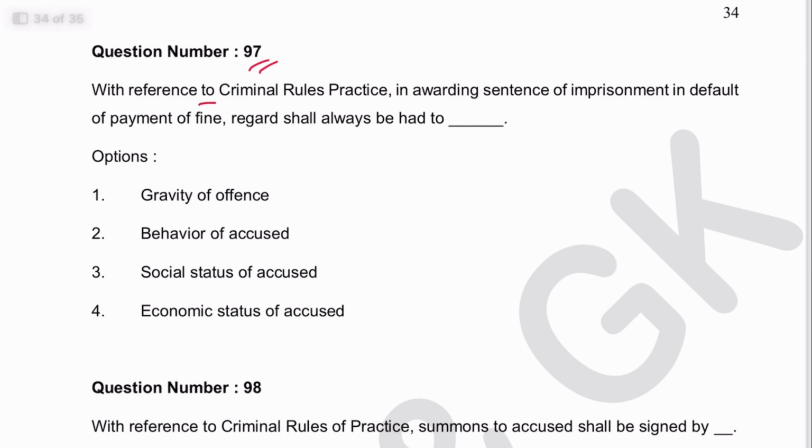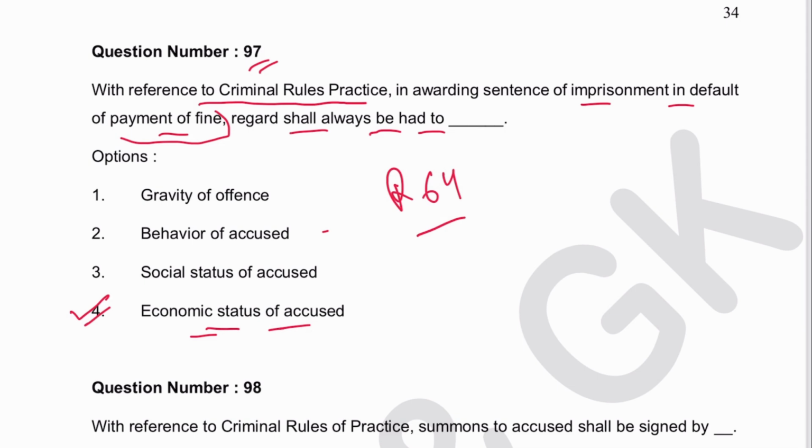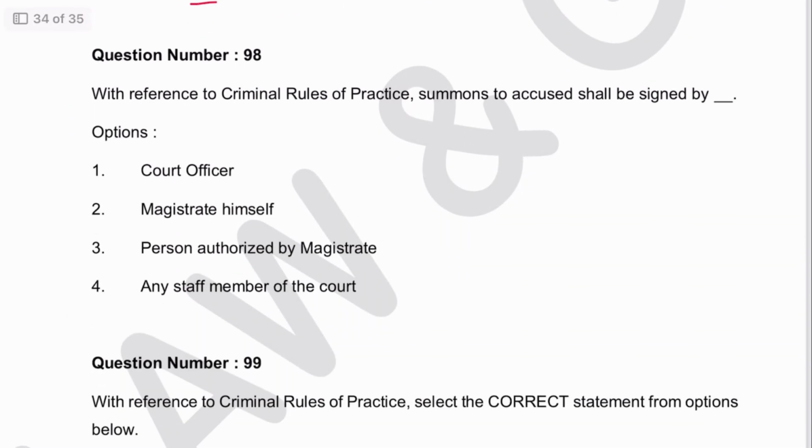Next 97. With reference to Criminal Rules of Practice, in awarding sentence of imprisonment in default of payment of fine, regard shall be had to gravity of offence, behavior, social status, economic status of accused. See, the imprisonment is for default of payment of fine, so economic status of accused shall be taken into consideration. 4 is the answer, mentioned in Rule 64 of AP Criminal Rules of Practice.